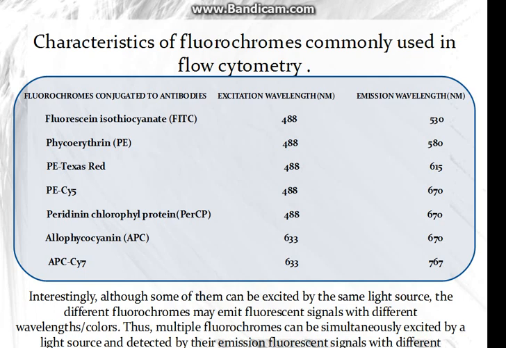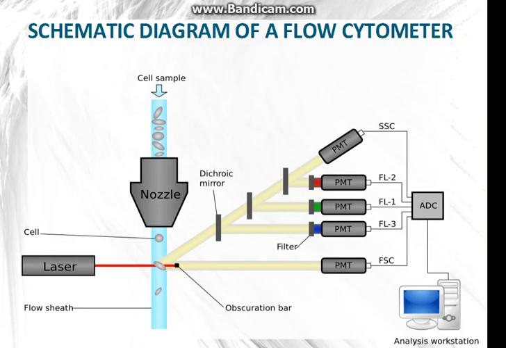Examples of the fluorochromes which are used are many. Just as examples: phycoerythrin, Texas red, fluorescein isothiocyanate. We can see the excitation wavelength may be the same in various ones, but the emission wavelength is different. From this we can understand the various cells present. So this was about the flow cytometer.